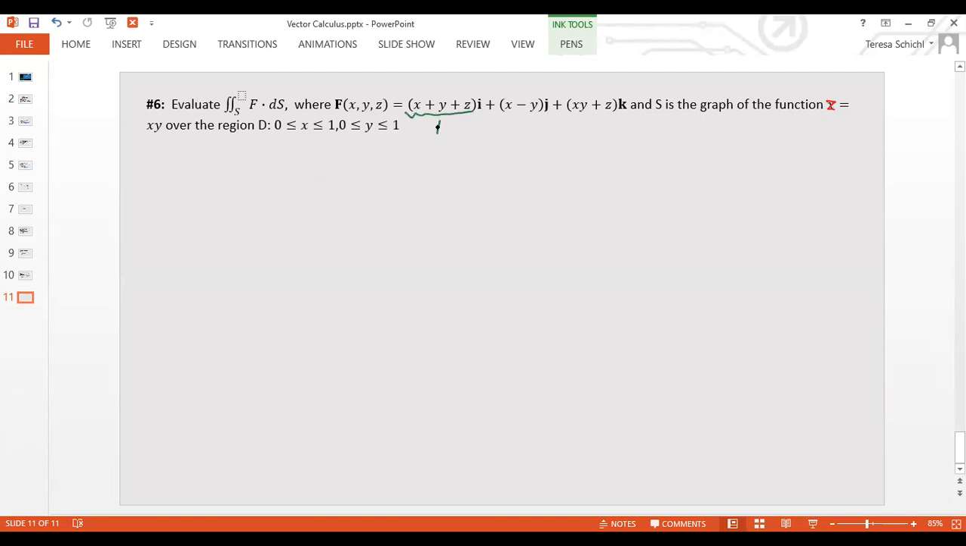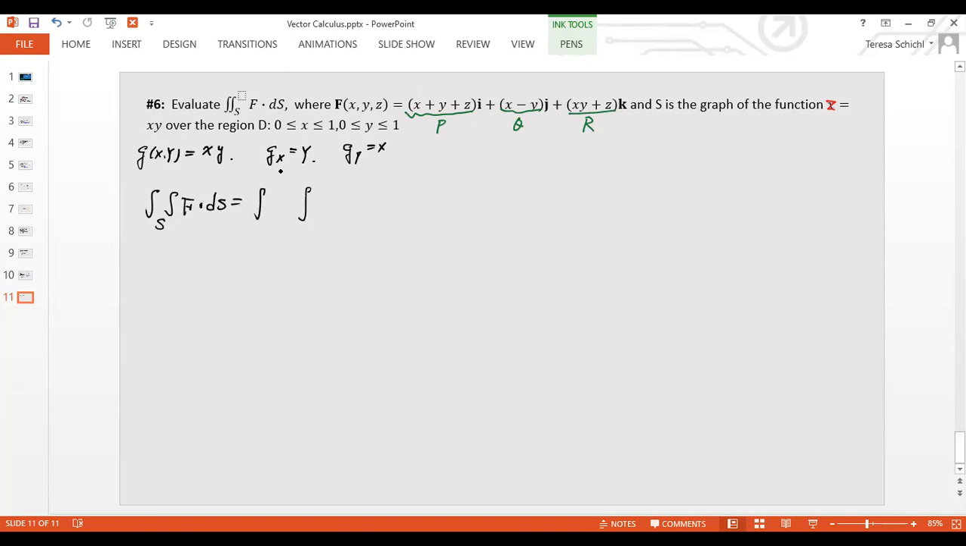Okay, so this is my P, this is my Q, this is my R, right? Then also my g(x,y) is equal to xy. So the partial for x is y. Well, that looks very good. The partial for y is x here. All right, so now I can say the integration of this vector field over this surface is here.